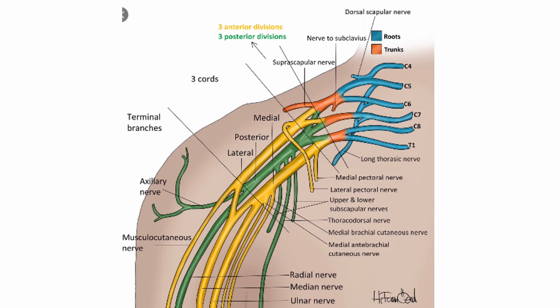They shuffle and they form different stages of shuffling and reshuffling. We are not going to go into details of this. This is called the brachial plexus. The end result of the brachial plexus is the formation of nerves going to supply different muscles of the upper limb.